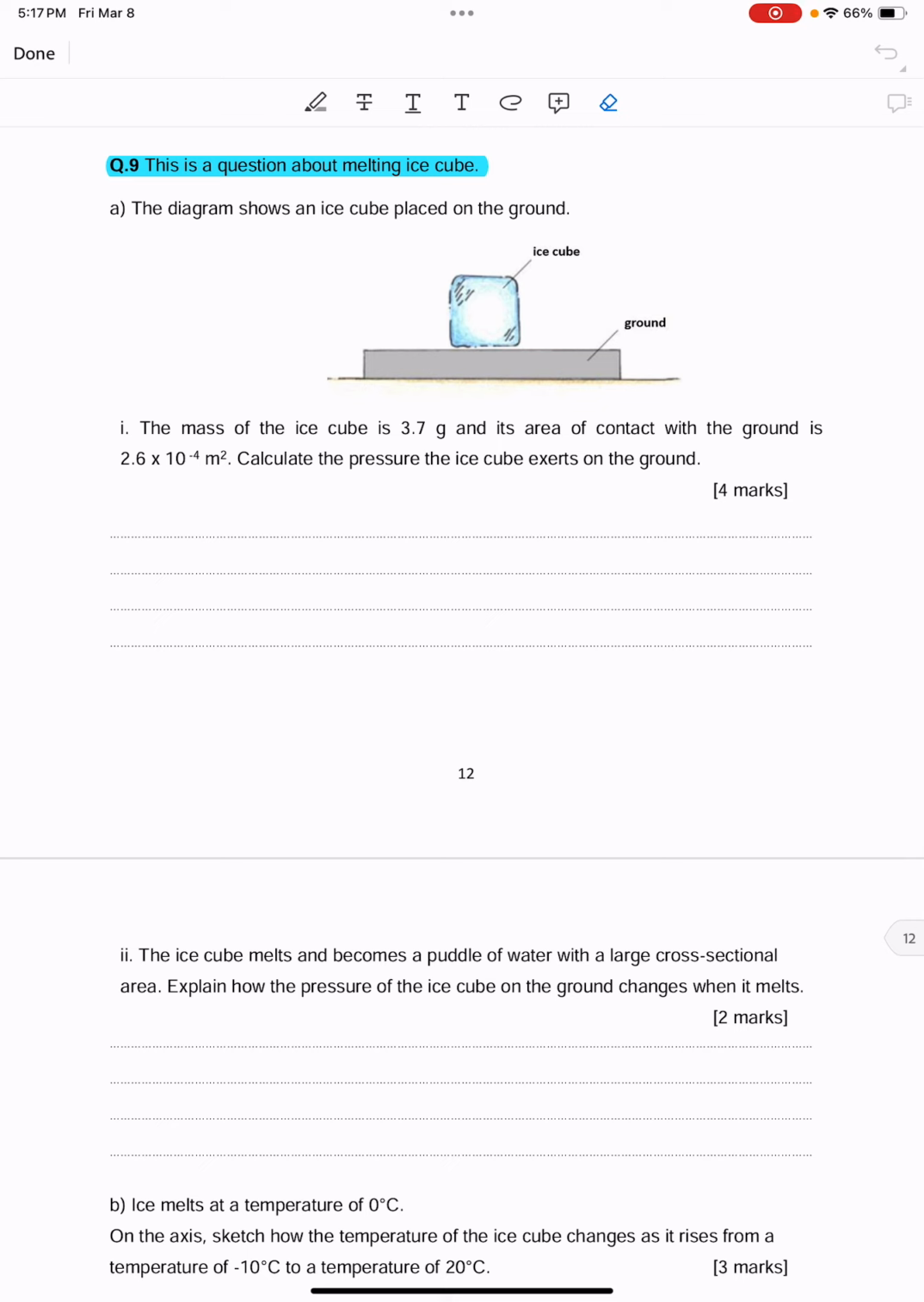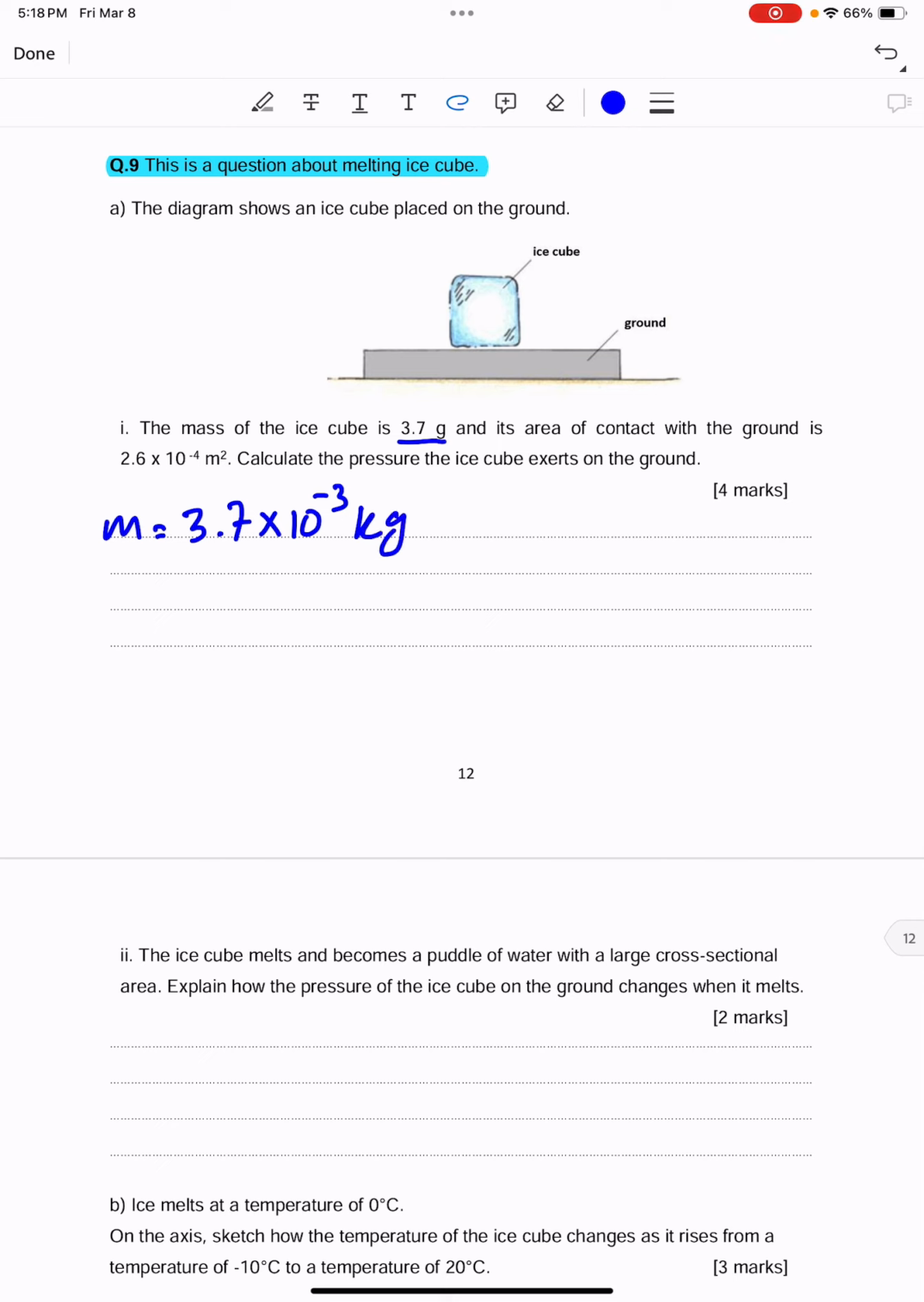Here, they're saying the mass of the ice cube is 3.7 gram. It's in grams, so I have to change it into kilograms. You have two ways to do so, and I will go with this one, which is you just times it with 10 to the power minus 3. And now it became kilogram.